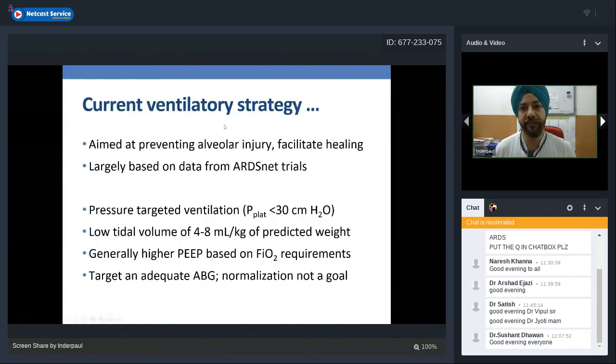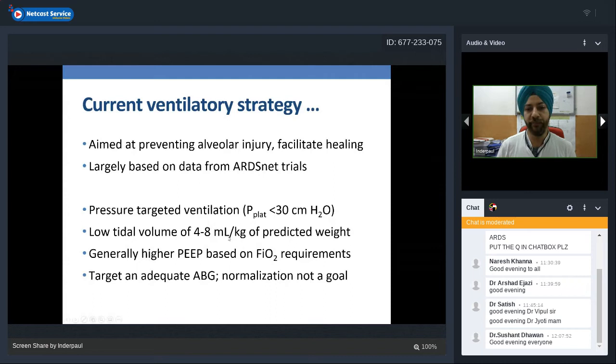Current ventilatory strategies are pressure targeted, with an aim to keep plateau pressure of less than 30 centimeters of water. They involve a low tidal volume strategy, which is a tidal volume of 4 to 8 ml per kg of predicted body weight, and not the actual body weight. It is the predicted body weight, and generally higher PEEP based on FiO2 requirements. Importantly, the current ventilatory strategies do not target normalization of the ABG, but it should be acceptable within the physiological range.